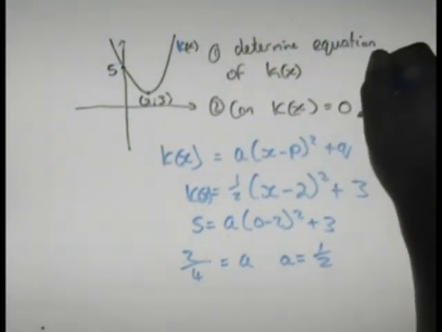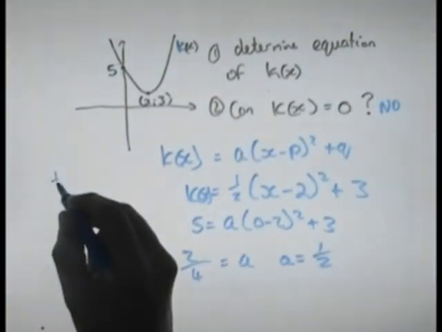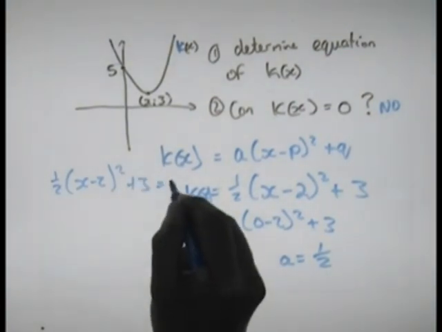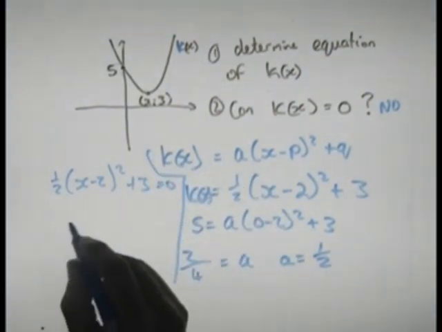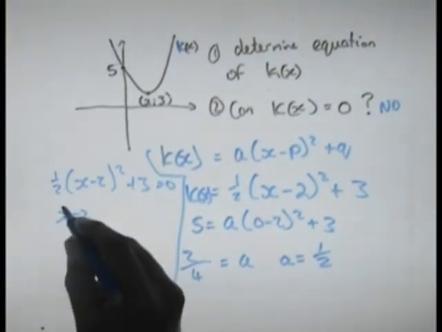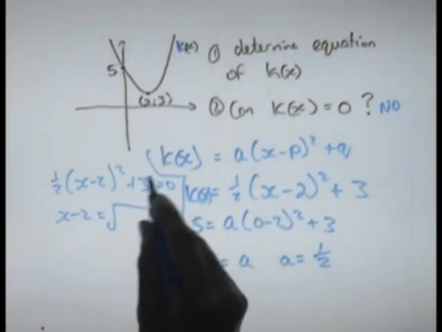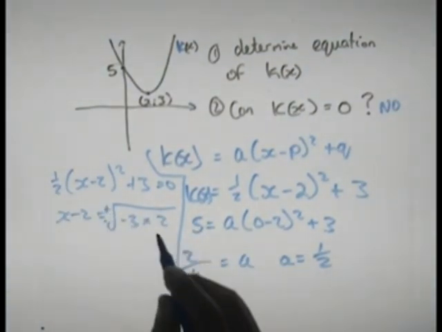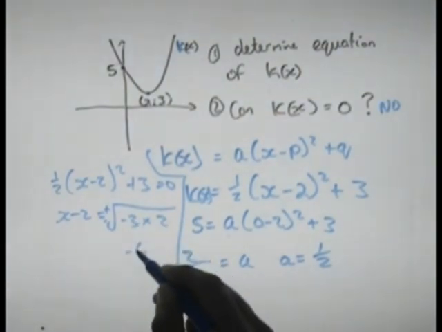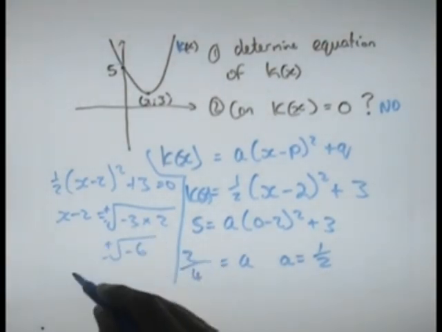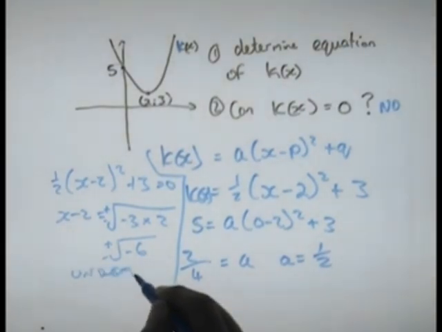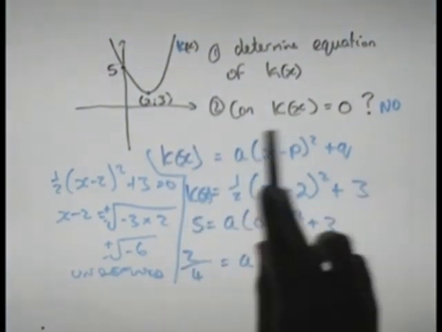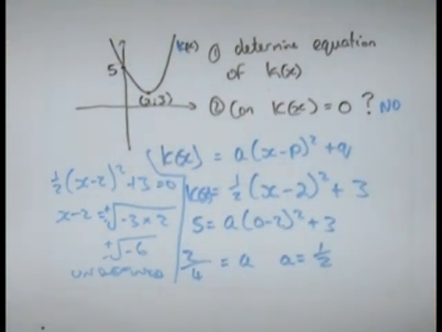Alternatively, you could have done the whole calculations and looked at it as being a half x minus 2 squared plus 3 being equal to 0, which means that x minus 2 is equal to the square root, take the 3 across, that's minus 3 times by 2 to get rid of that, plus or minus, but minus 3 times 2 is minus 6. The square root of minus 6 is undefined, or your calculator should tell you math error. That means that k of x cannot ever equal 0.